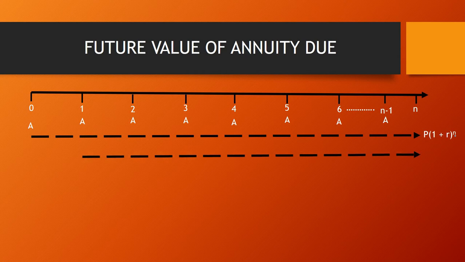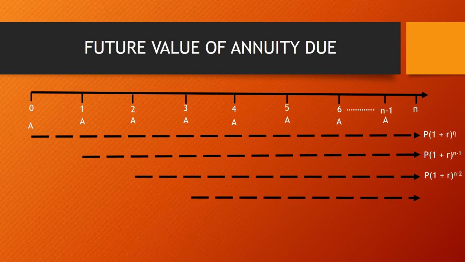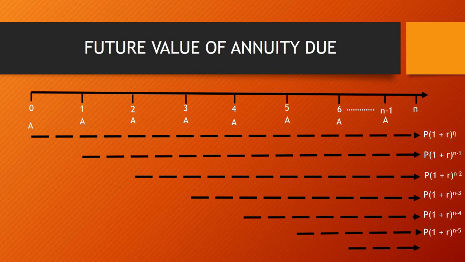Now on the next installment, your amount will be P(1+R) raised to power n minus 1, because in this part we are going to get the interest for n minus 1 periods, as discussed in the previous slide. On the next amount, you are going to get the interest for n minus 2 periods. For the next, it will be n minus 3. For the next, your amount will be P(1+R) raised to power n minus 4. And it goes like this till your last installment, on which you are going to get the interest for 1 year, as we have already discussed in the previous slide.